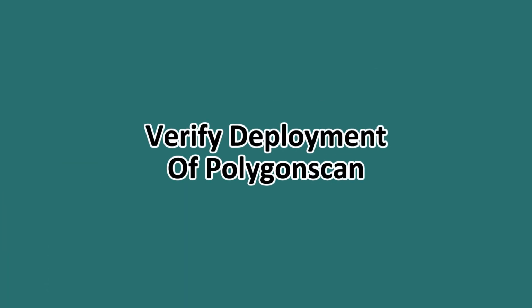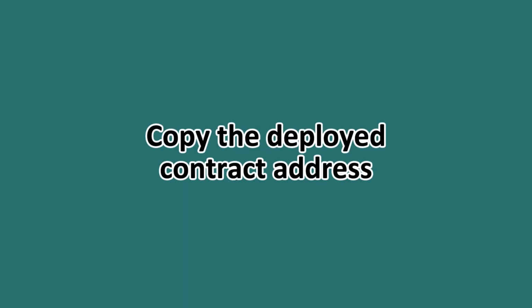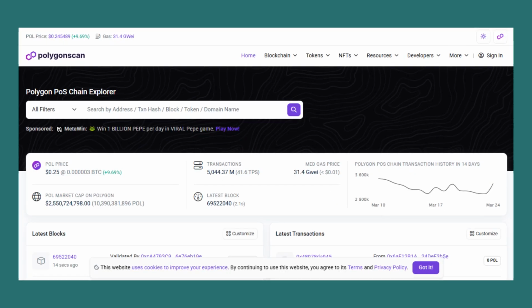Verify deployment on PolygonScan. Copy the deployed contract address and then open Mumbai PolygonScan and paste the contract address to view the transaction details and verify the token creation.